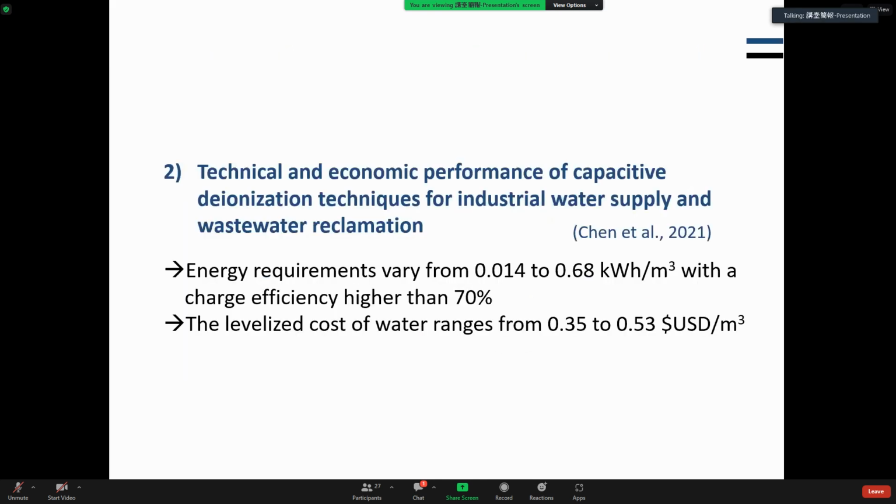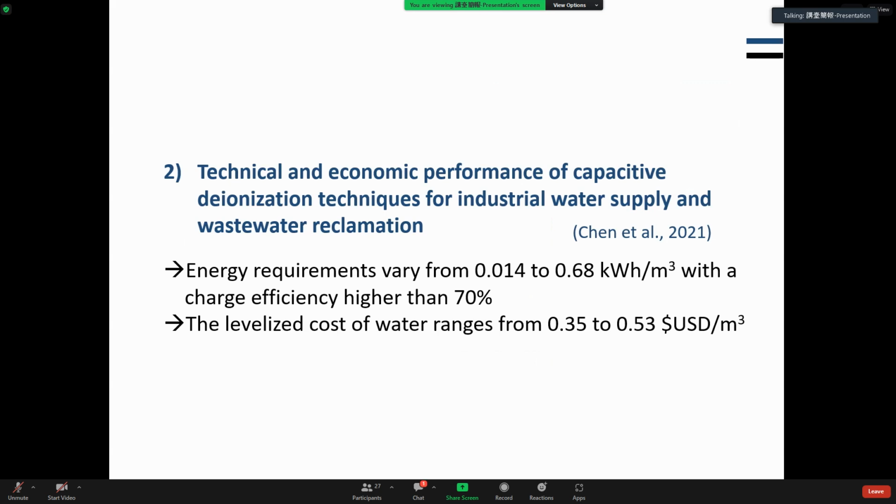Okay, so with the confidence that we already understand the environmental friendliness of the CDI system, we actually propose its use for practical applications in high-tech industries. We studied the technical and economic performance of a CDI for industrial water supply and wastewater reclamation. We found that the energy requirements range from 0.015 to 0.69 kilowatt hour per cubic meter of product water, depending on the input water quality and source water, with a relatively high charge efficiency of over 70%.